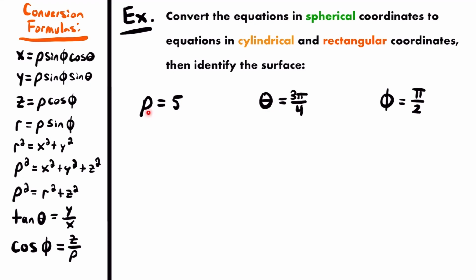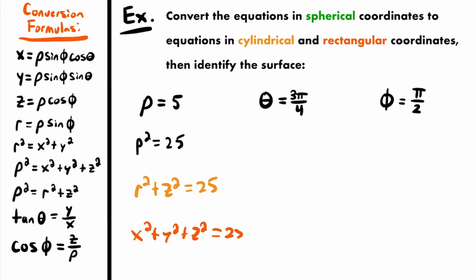You know that whenever you see rho equal to a constant, that represents a sphere because rho is the radius of a sphere. So we know that that's what this represents. But to get it in terms of cylindrical and rectangular coordinates, what we want to do here is first square both sides of the equation. That way we get rho squared equals 25. And then we can change rho squared to be r squared plus z squared for cylindrical, and then x squared plus y squared plus z squared for rectangular. All right, so for cylindrical, you'll have r squared plus z squared equals 25. And then for rectangular, you'll have x squared plus y squared plus z squared equals 25. All right, so that's it for that equation.